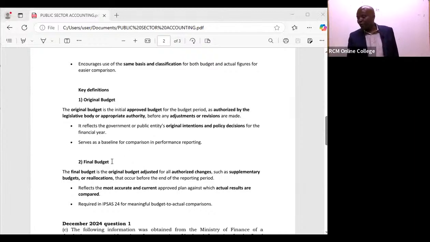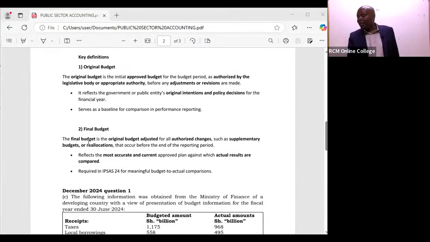Number 2, final budget. The final budget is the original budget adjusted for all authorized changes. Again, who authorizes all the supplementary budgets? It is Parliament. For all authorized changes, such as supplementary budgets or even reallocations between the budget lines.